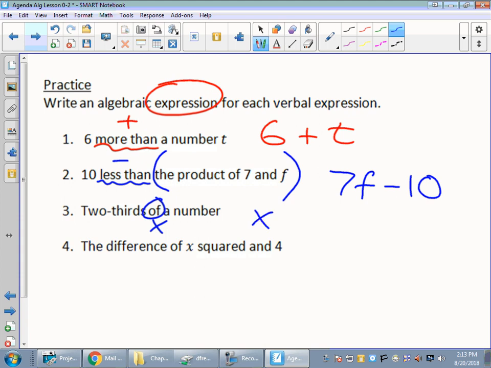And then 2/3 is just a fraction. So 2/3 is a fraction, and we're multiplying it times the number. So it'd just be 2/3 x.